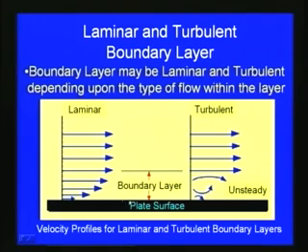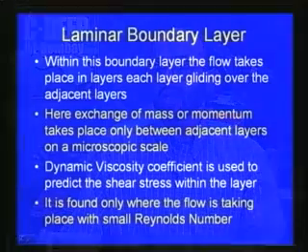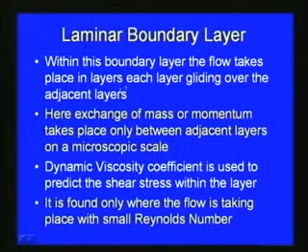For some initial distance, you can see that the flow in the boundary layer is totally laminar in nature, and then after some time a mixing starts, a transition state takes place, and finally the flow becomes turbulent after a distance. So for the flow over a flat plate we see a laminar boundary layer, then a transition, and then the turbulent boundary layer. Within the laminar boundary layer, the flow takes place in layers, each layer gliding over the adjacent layers.